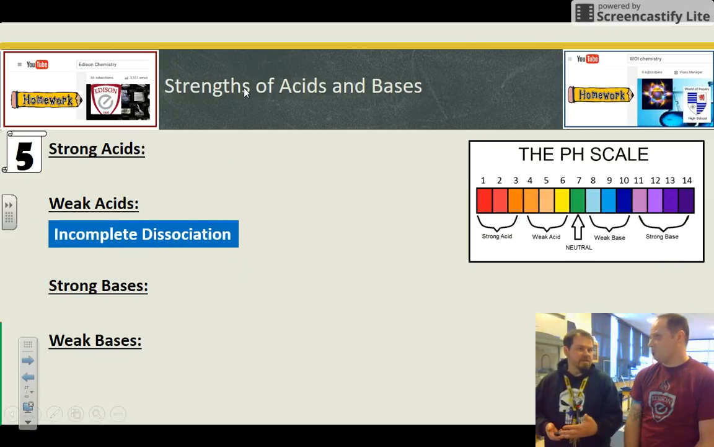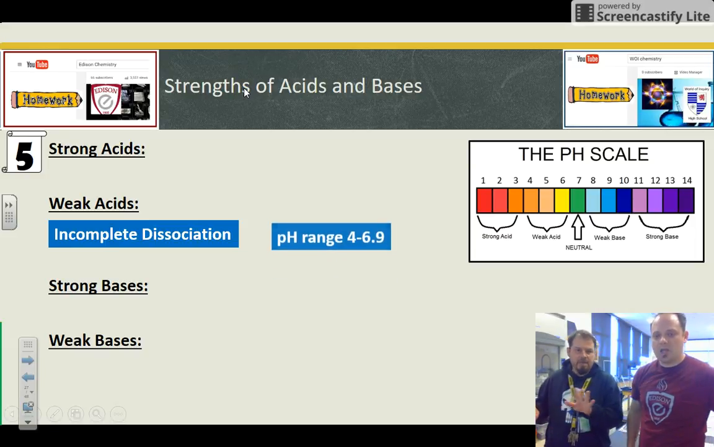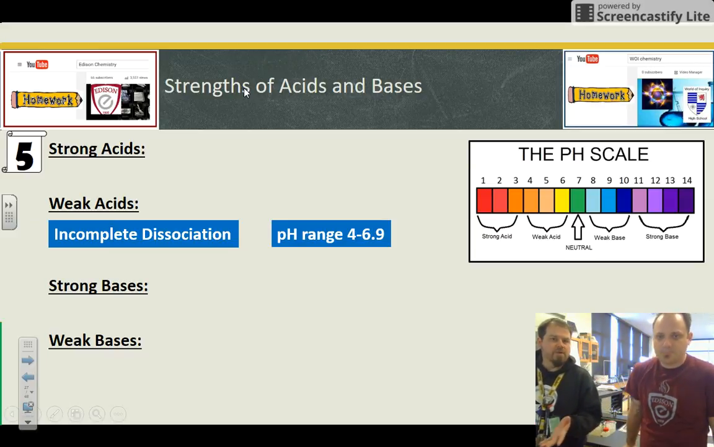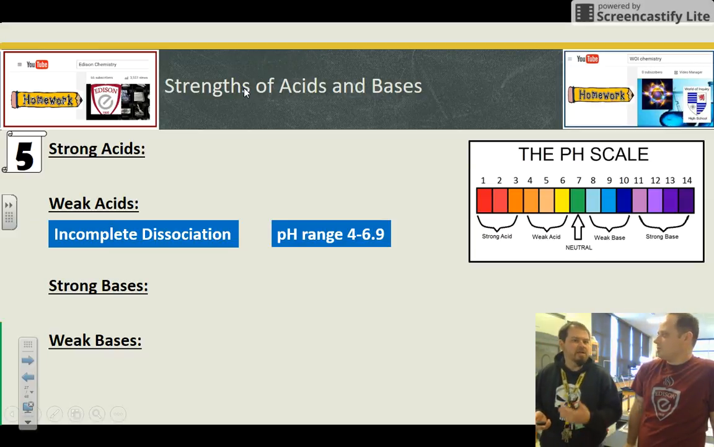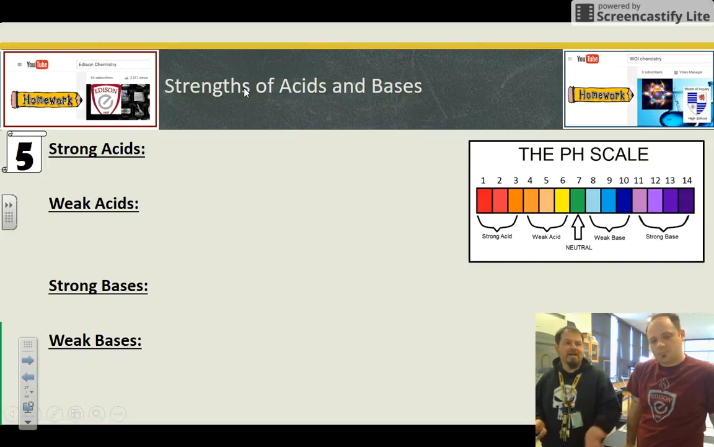Weak acids, conversely, do not dissociate completely. We're not going to get into the equilibrium. We could get into some other complex math, AP Chem. Not going there. They generally have a range of 4 to 6.9, but they're weak because they don't dissociate completely, not because they won't hurt you. They could still hurt you in high concentrations.